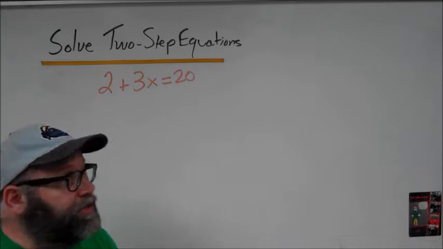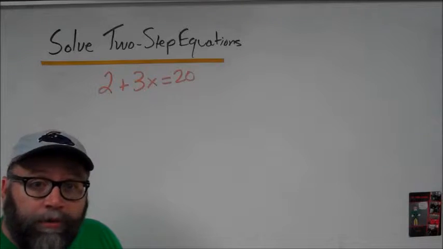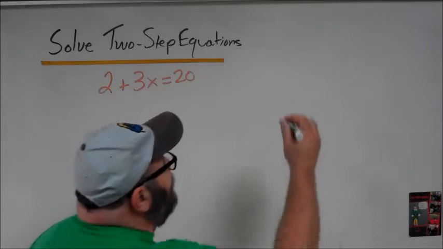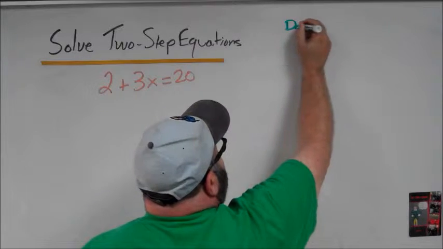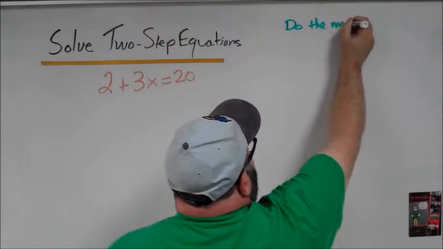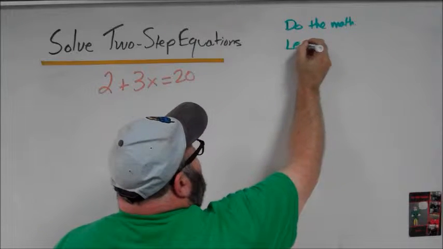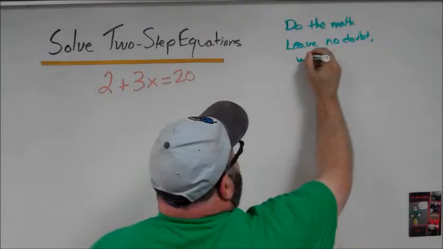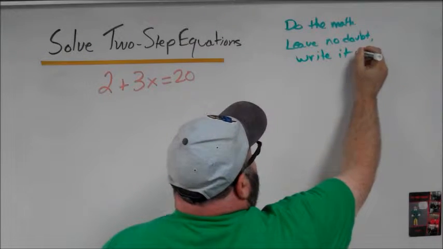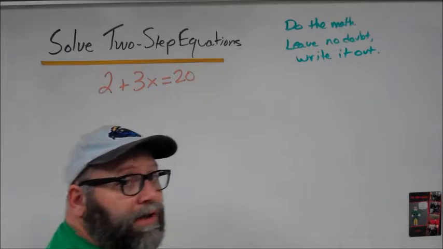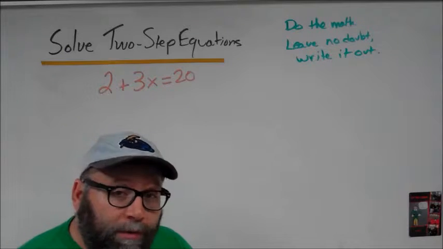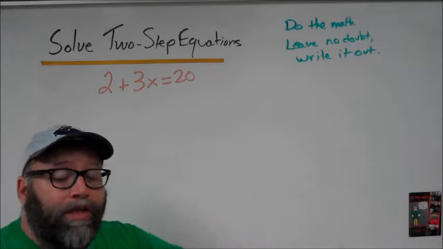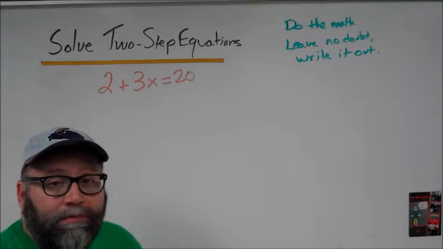Solve two-step equations. Okay, we've done this before, and let's just have a reminder here. The most important thing is to do the math and leave no doubt. Write it out. Get the math on the paper. Don't use your head to remember everything that's going on. That's not the point. The point is to let your mind think about the problem. Let the paper do the memory portion of it.